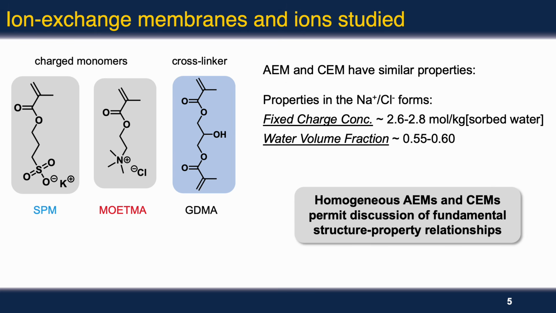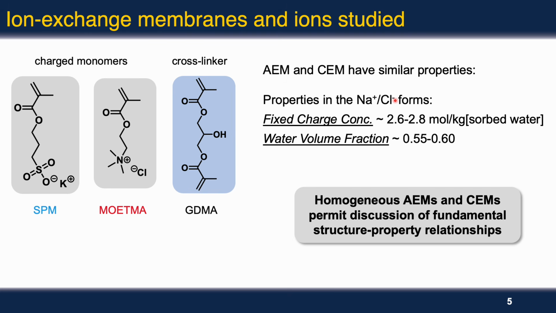For the experimental component of our study, we synthesized a cation and an anion exchange membrane using the commercially available monomers shown here. We really like working with these monomers because they allow us to synthesize relatively homogeneous membranes, which are ideal for fundamental structure-property relationships. Furthermore, we can very precisely control the charge and water content of these membranes, and so we made these values identical in the sodium and chloride forms of the membranes.